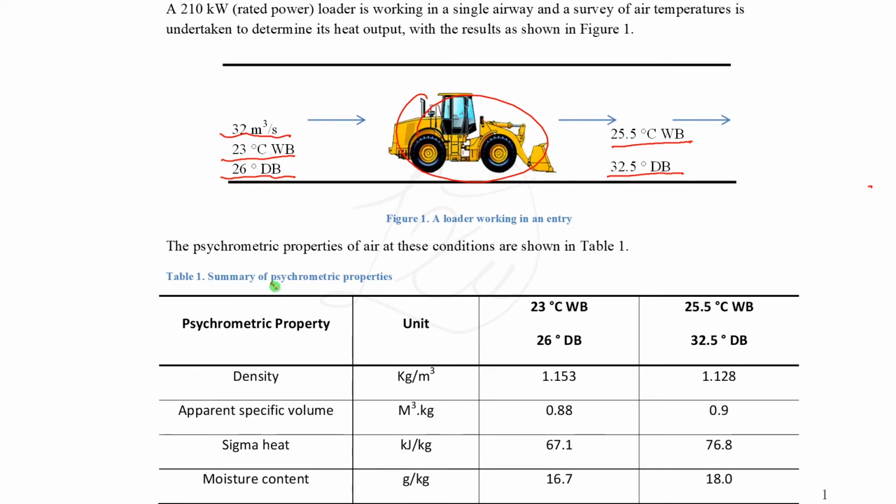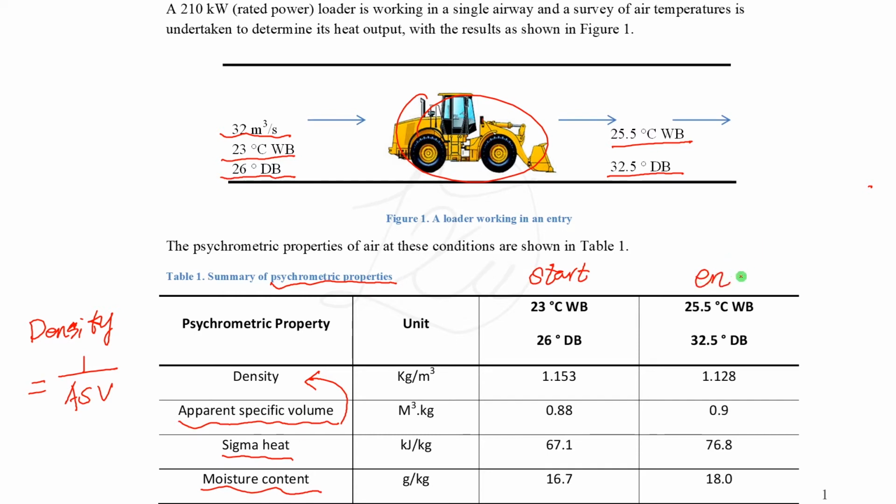Some of the psychrometric properties are given in this table, including the ASV, the apparent specific volume, and the inverse of ASV is the density. So density equals 1 divided by ASV. And the sigma heat and the moisture content are all given. This is for the start of the roadway, and this is for the end of the roadway. If the numbers in the table are not given, by using the wet bulb and dry bulb temperatures at the start and at the end of the roadway, we can find these values using a psychrometric chart.